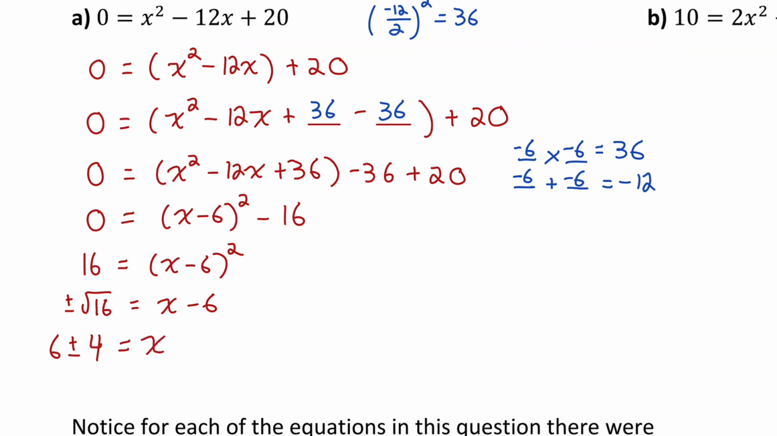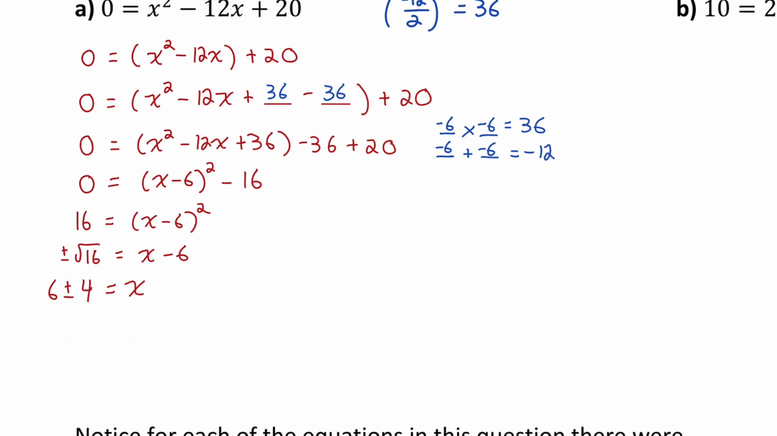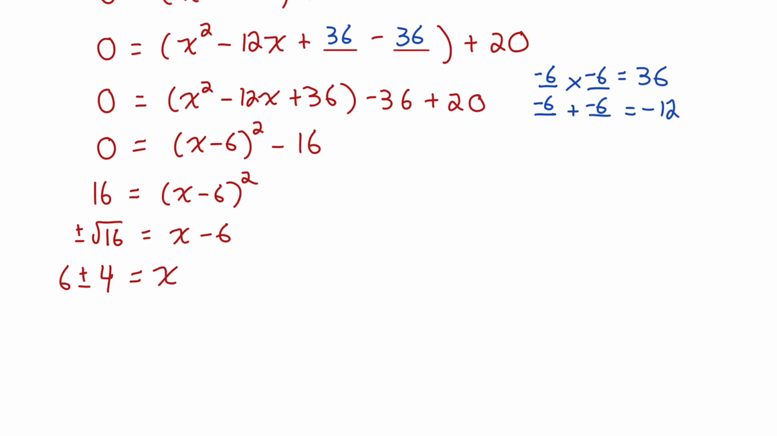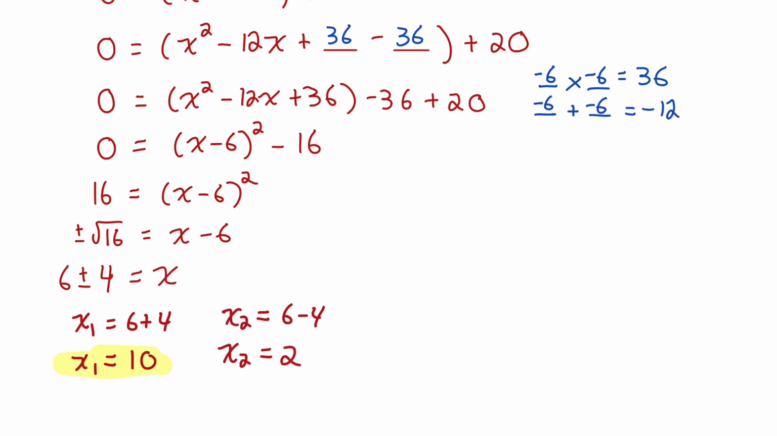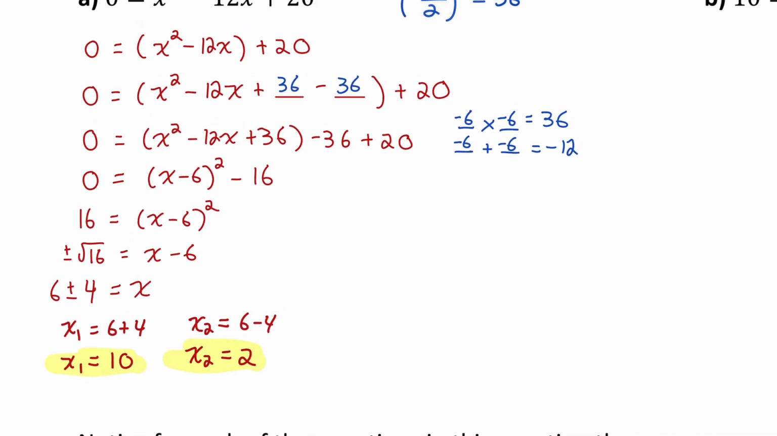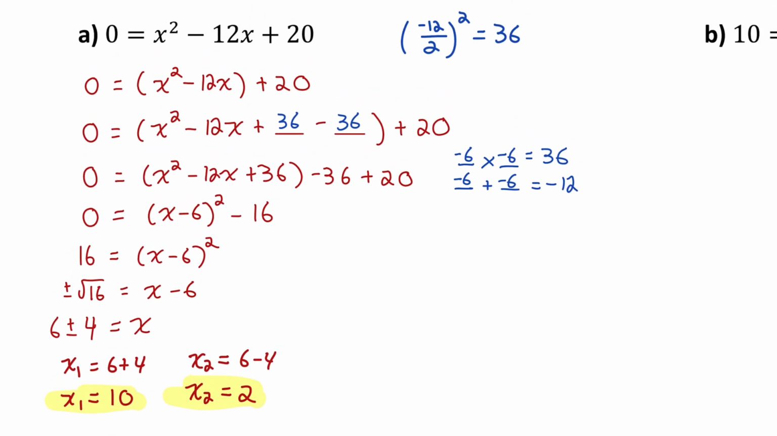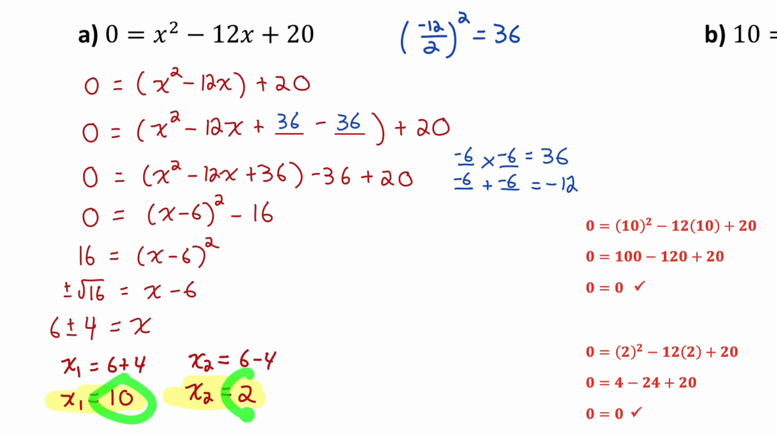And then let me shrink this a bit so I have room to write my answers. My final answers, I can split it into both possible answers. My first answer is 6 plus 4, which is 10. And my second answer is 6 minus 4, which is 2. So two possible answers for x. We could check both of those answers in the original equation. Subbing in either 10 or 2 for these x's should make the left and right side of the equations equal.